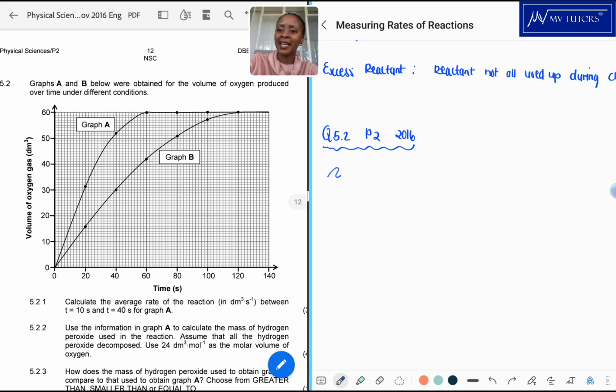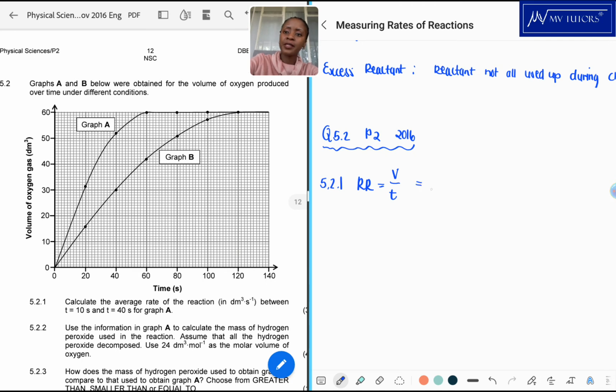That is for marking. Okay, 5.2.1. So it says calculate the average rate of the reaction in cubic decimeters per second. So they're actually giving it to you. So the reaction rate will be in terms of volume per time, right? And that volume is cubic decimeters and the time is in seconds. So between 10 seconds and 40 seconds. Okay, so we need to get the average rate.